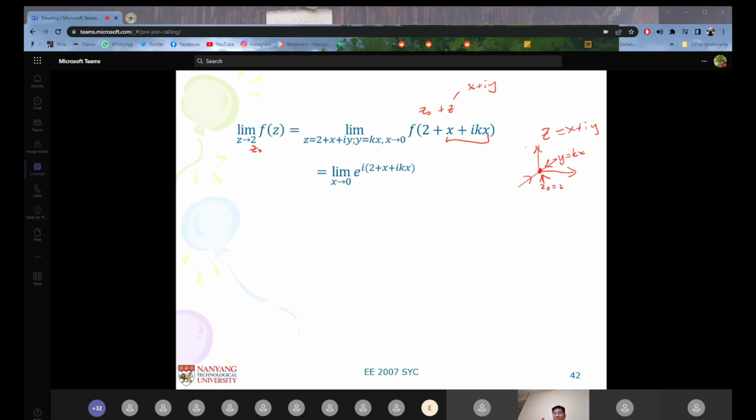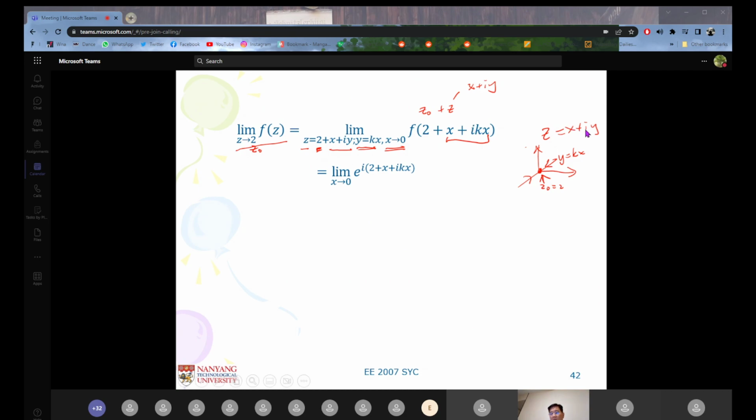Okay? Right. So instead of doing this limit here, which is tough to do, I change now. I replace all the z by what? Z naught plus z. And I replace the z by x plus iy. And then I replace the y by kx. And I take the limit as x tends to 0.